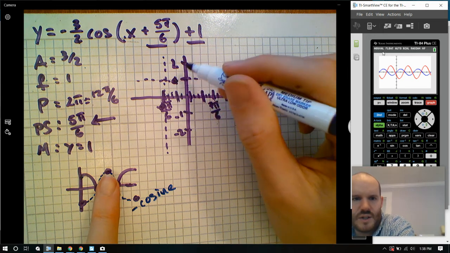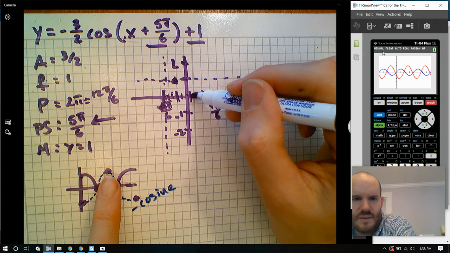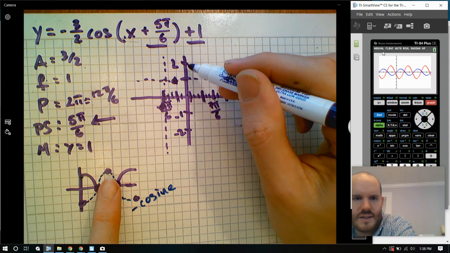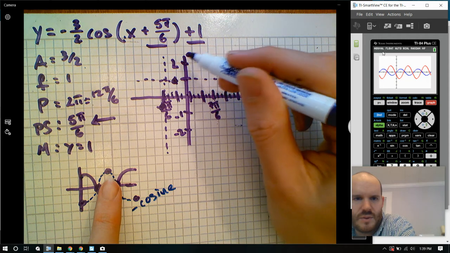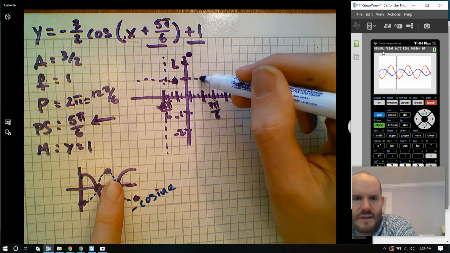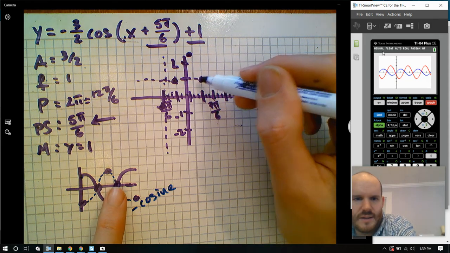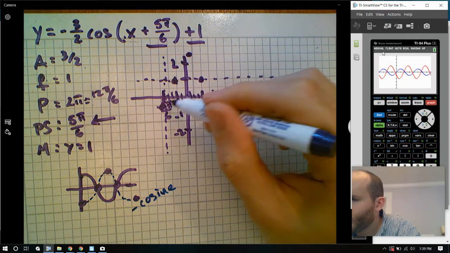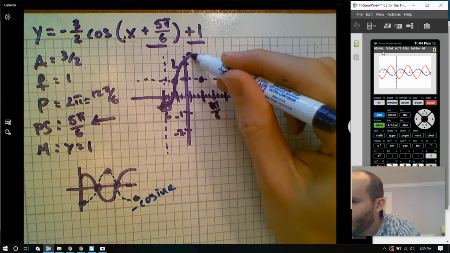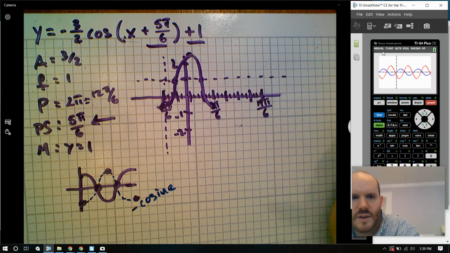My next key point, I should go up to a maximum. So my next key point is right here. And if I scale up, that's 1. So I need to go up 1 and a half. So I should be right there. Then my next key point is back to the middle and then back down to the minimum again at my next key point. And that gives me 1 cycle of my cosine graph.